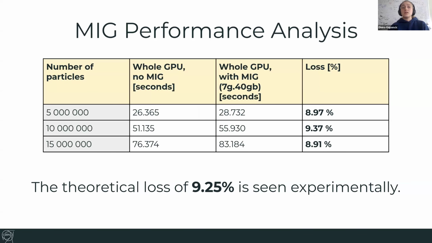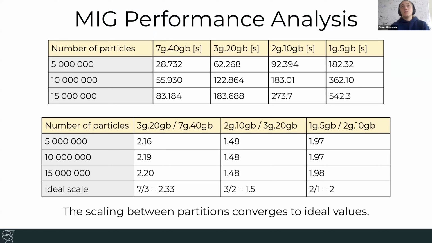If we actually run the benchmarking or simulation on a full GPU without MIG and one with MIG, we can see the theoretical loss in practice as well. But when we take smaller partitions and look at the scaling between them, the results converge to ideal values.